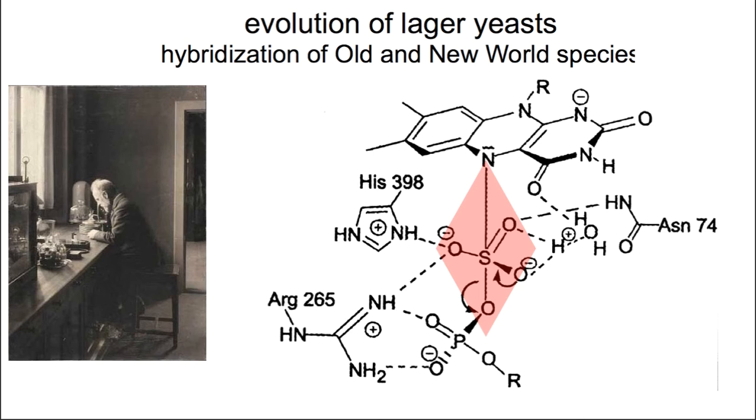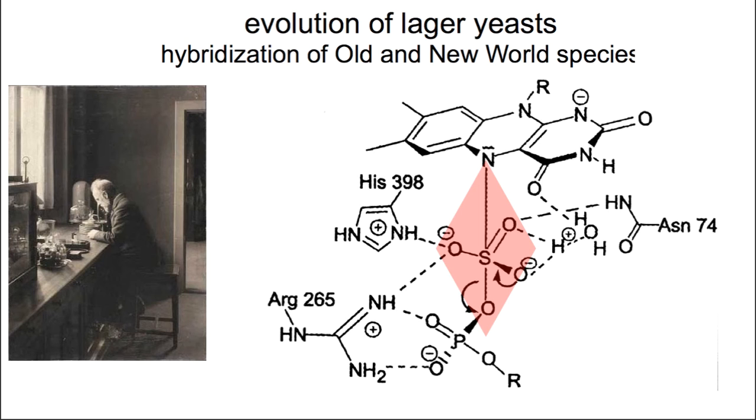I should point out, too, that APS reductase is not a dehydrogenase like ADH, but both are oxidoreductases that use organic cofactors to carry out redox chemistry. APS reductase uses FADH, that's flavin adenine dinucleotide, instead of NADH, that is nicotinamide adenine dinucleotide, as the reducing cofactor.